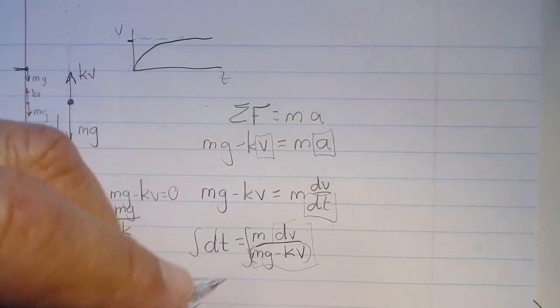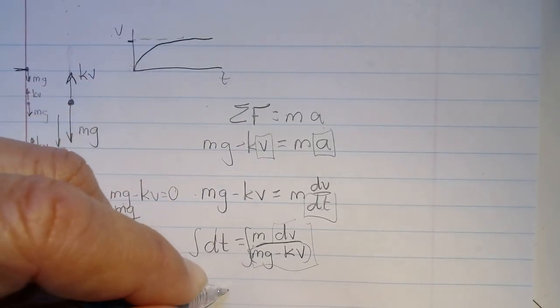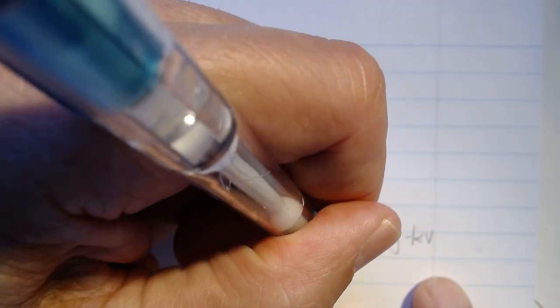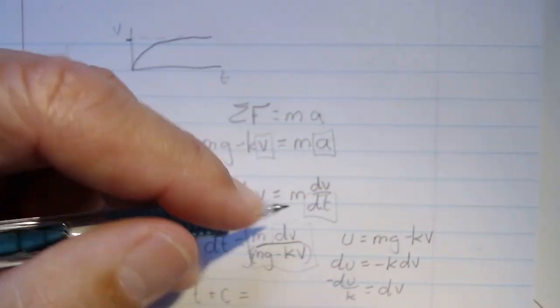And the integral of dt is going to be t plus a constant. And this, we could say u equals mg minus kv. So we're doing integration by substitution. du is negative k dv. So we've got the dv. dv equals du over k. I should say negative du over k.